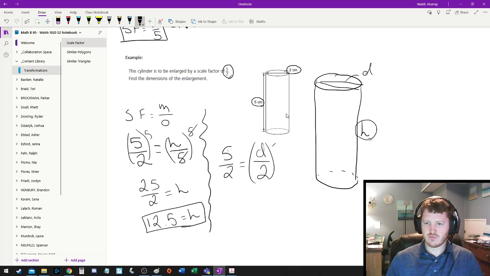Solving this equation, we times both sides by 2 because it will cancel this out. It ends up canceling this out as well. And our new diameter equals 5.